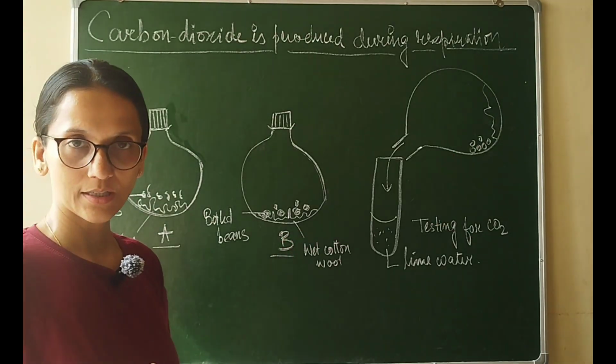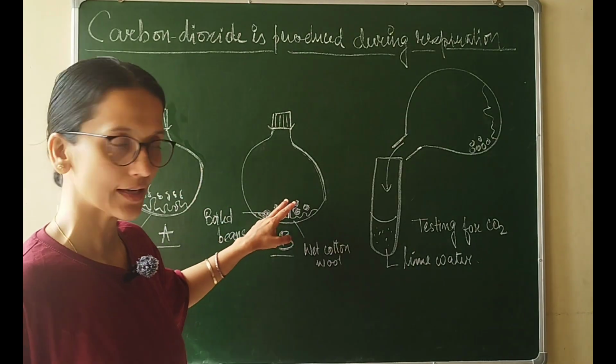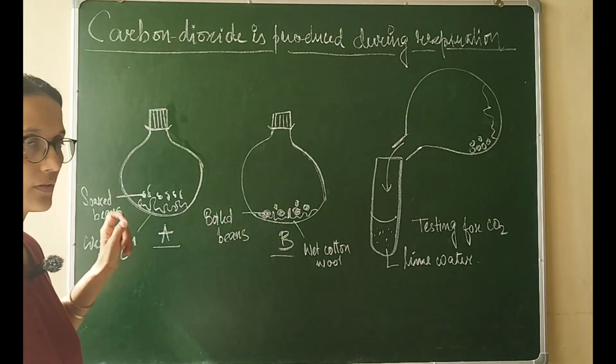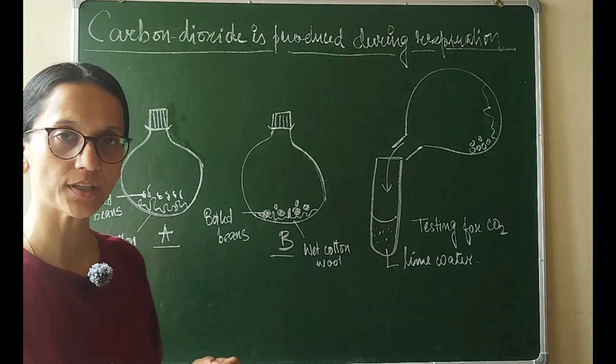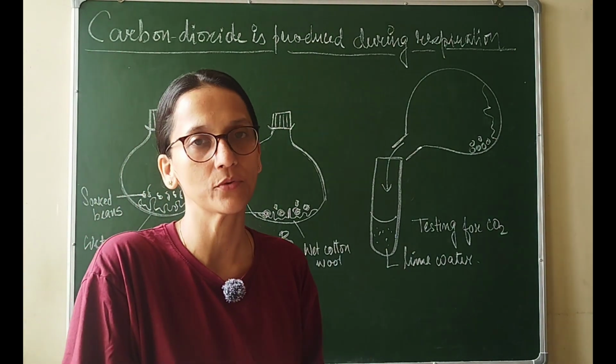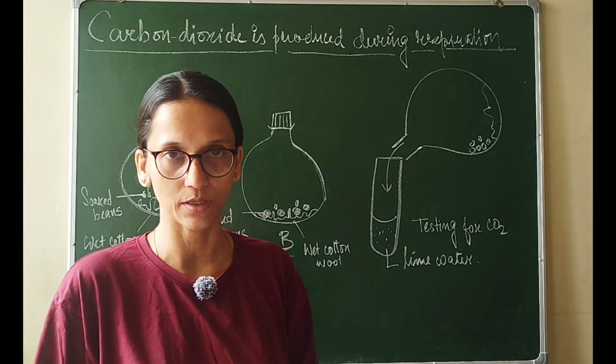Now for this we have taken two round bottom flasks, and in flask A we have kept seeds which are soaked in water and we have placed them over moist cotton. So this moist cotton will provide enough moisture for the seeds to germinate.